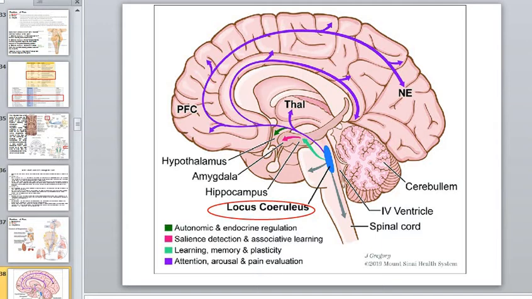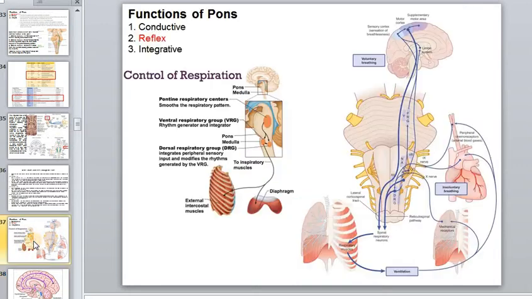And the pons has the respiratory centers, as you saw on the previous slide. It is a reflex to change the phase of breathing and plays a role in involuntary control of breathing.